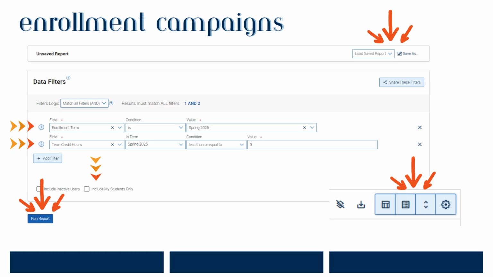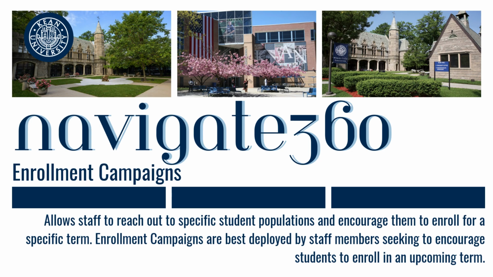Additionally, I want to highlight, once you run your report, you'll have access to manage the data you're accessing, including what columns are visible and in what order those columns are displayed. Additionally, you can download your data and even transform it into pivot tables and charts. From the top right of reporting, you also have access to save your reports and share your report filters with other users. This concludes our overview of Navigate 360 enrollment campaigns.